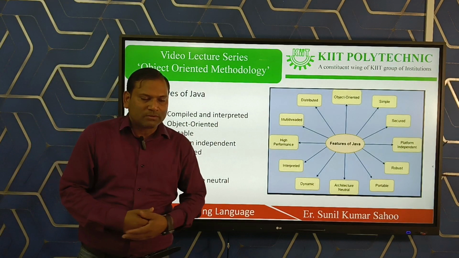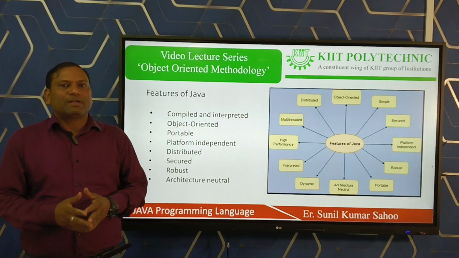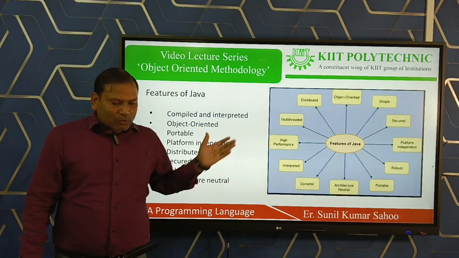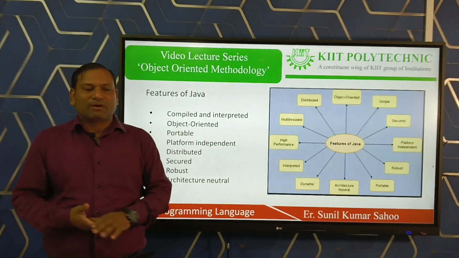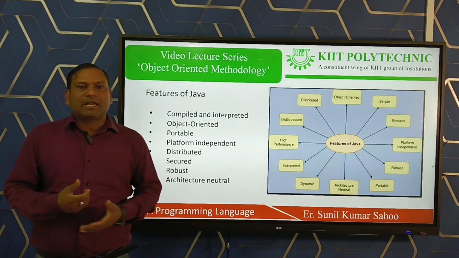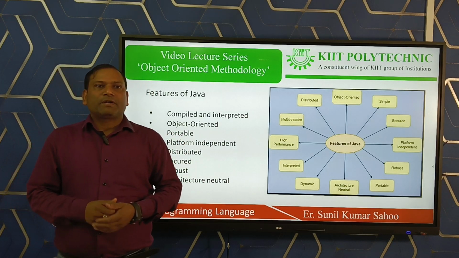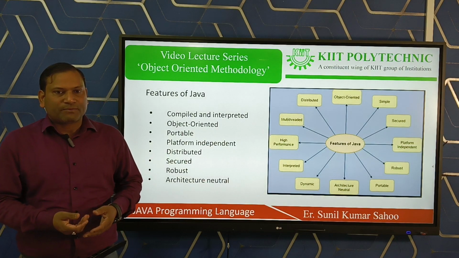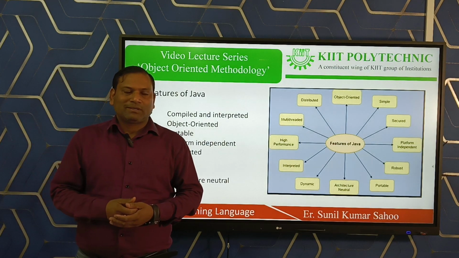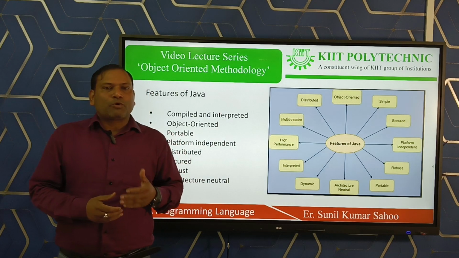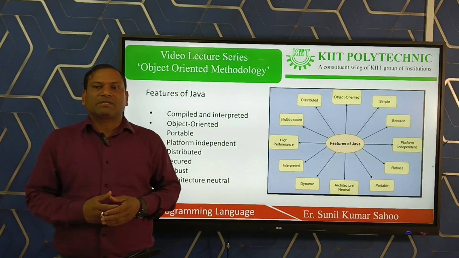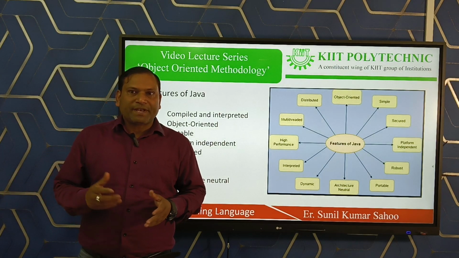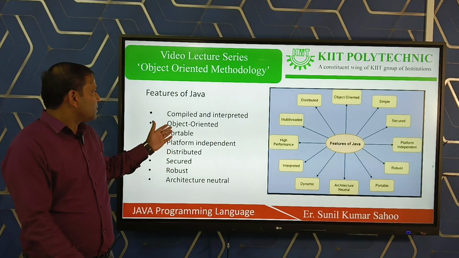Next, I'll discuss the features of the Java programming language. Before going to features, what is the Java programming language? Java is a general purpose, true object oriented programming language. It was developed by Sun Microsystems of the USA in 1991. This programming language inherits the features of C and C++. It has many features. The first one is what?